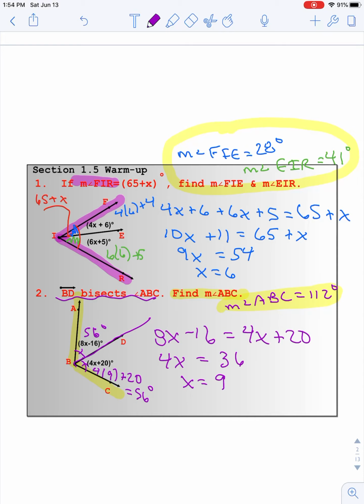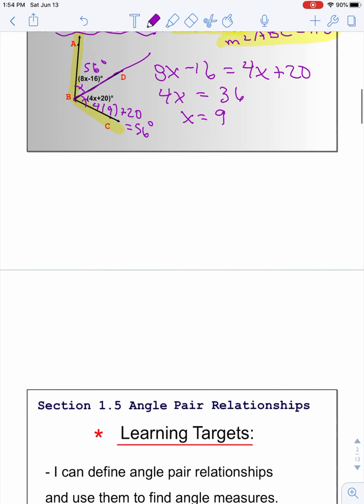If you did this problem correctly, then the first one, since it is using angle addition, we'd set the two expressions of the smaller pieces of the angle equal to the large angle addition. And when we solve, we get x equals 6, and when we plug it in, we get 28 degrees and 41 degrees. In the second example, it's bisecting it, so it means it's two equal pieces. Those small expressions for the angles are equal to each other, so we set them equal to each other and solve for x, and then plug the value back in to find 1/2 of the angle and then double it. So hopefully that is going well for you.